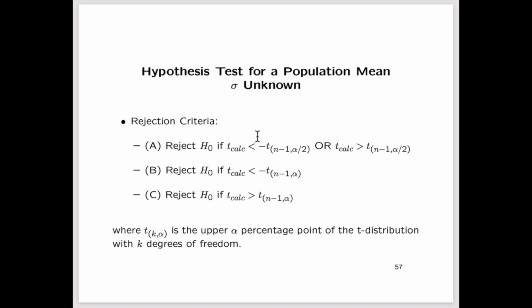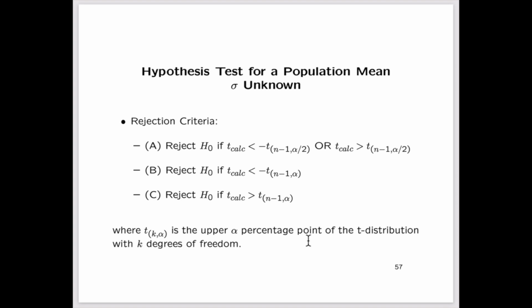Well, if it's less than negative t, so let me just say here that I don't want to read the subscripts and all this, but these are the critical points obtained from the t-table. And in general, t with a subscript of k comma alpha is the upper alpha percentage point of the t-distribution with k degrees of freedom.